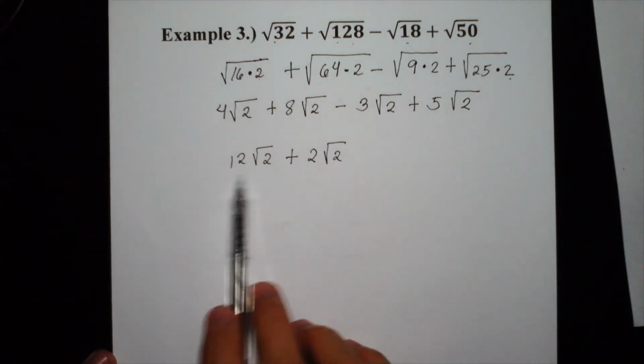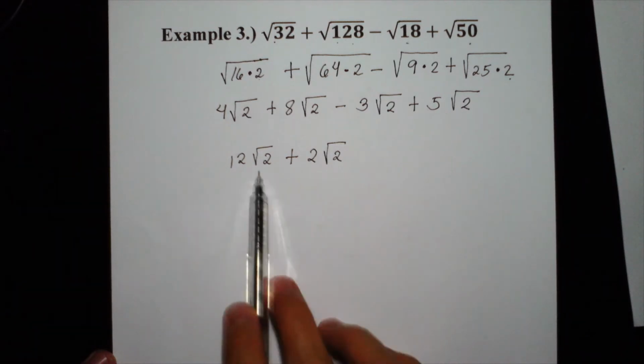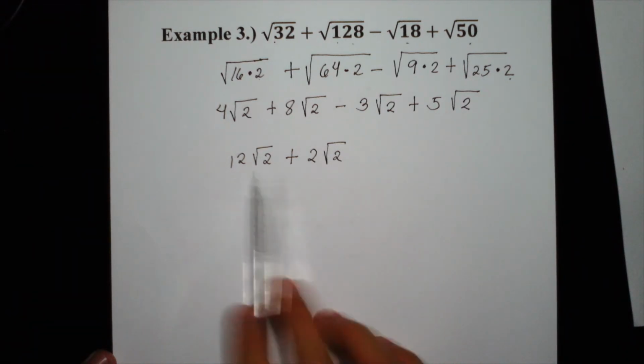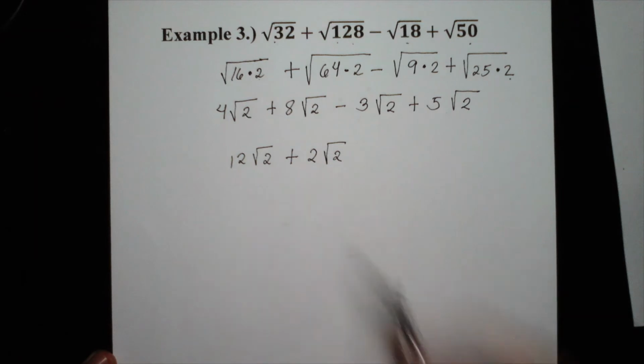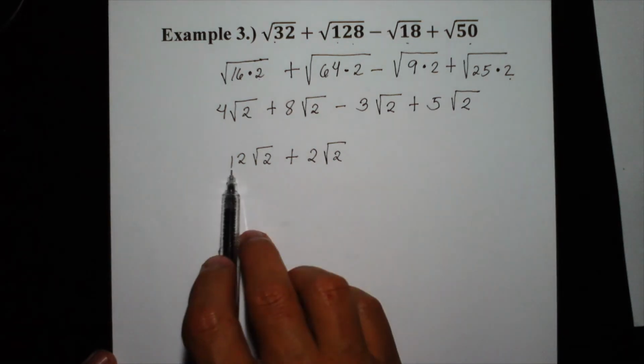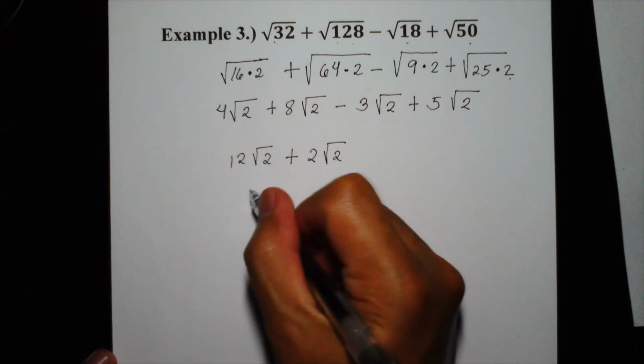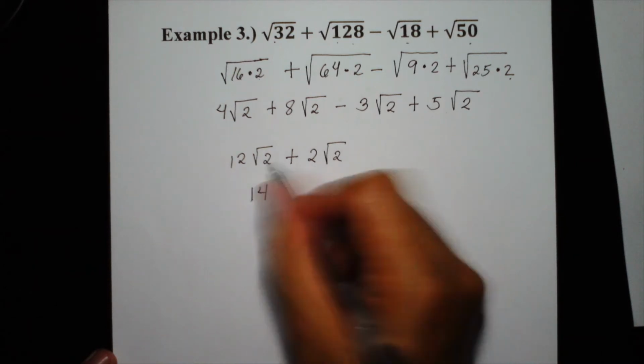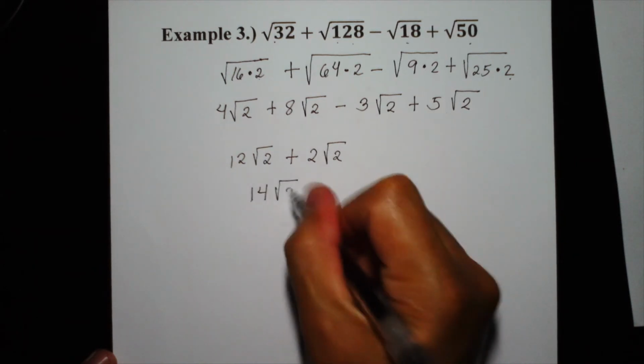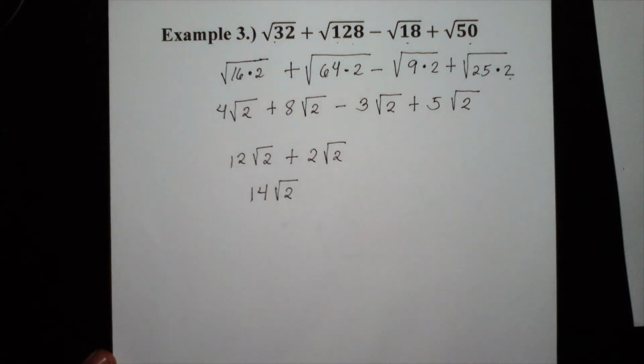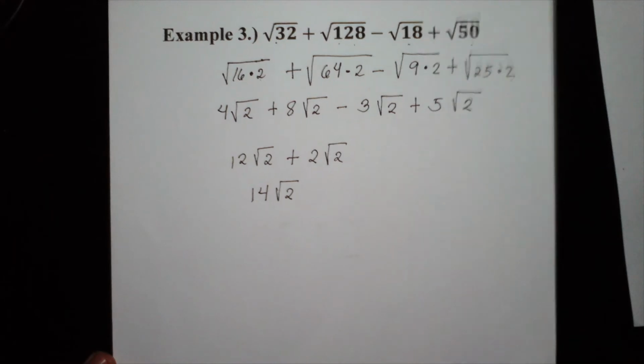Okay, since they are similar radicals, we can also perform addition between the two. So we have 12 plus 2, that will be 14. Then copy square root of 2. So that is now the subtraction and addition of radicals of example number 3. Okay, may we have example number 4.